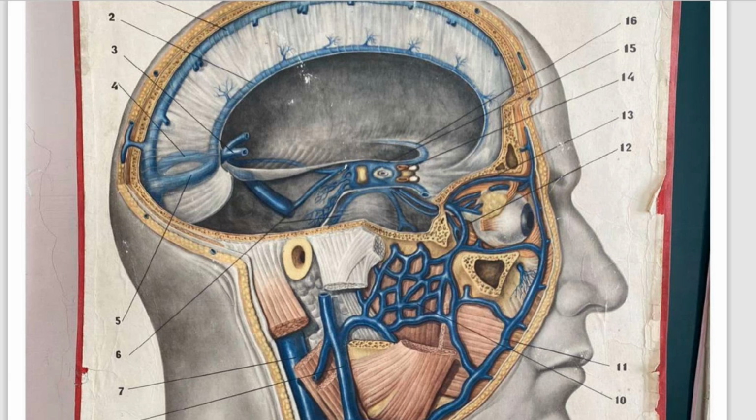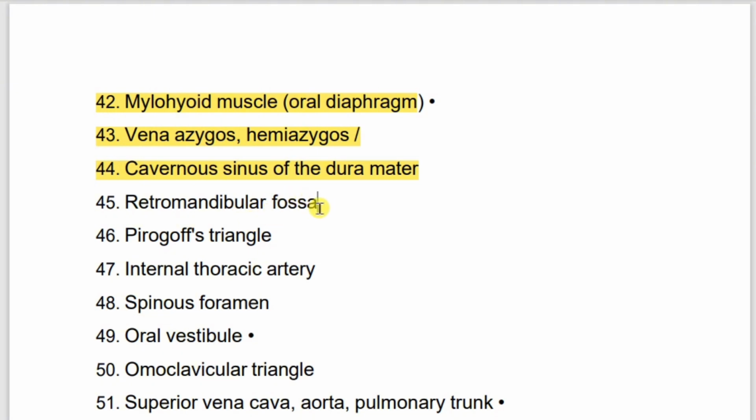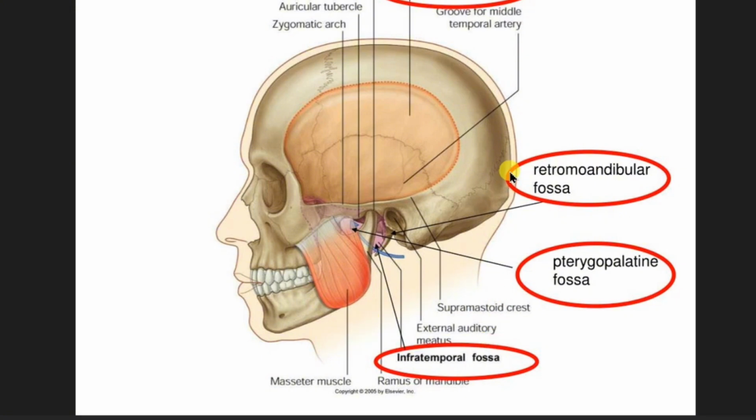Okay, so the next structure we have here is the retromandibular fossa. Do you know what it means? Retro means behind and mandibular means mandible bone, and we have to find the fossa. In which region can we find it? In the facial region of the head. As you can see here, this is our mandible bone, and you can find it just near the external auditory meatus. Okay, so this is our retromandibular fossa.